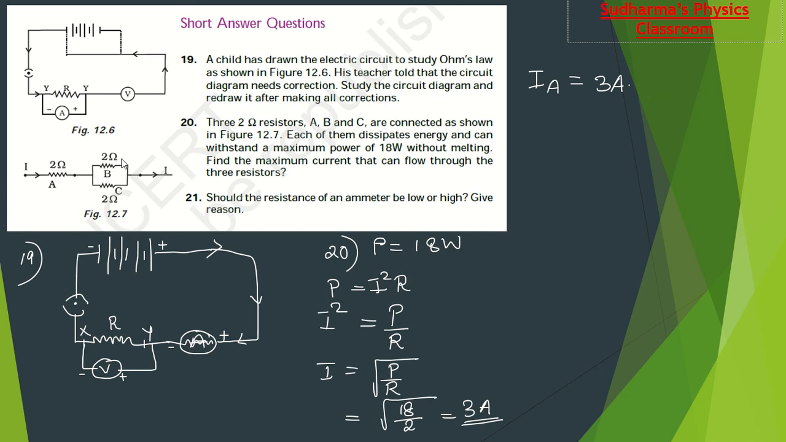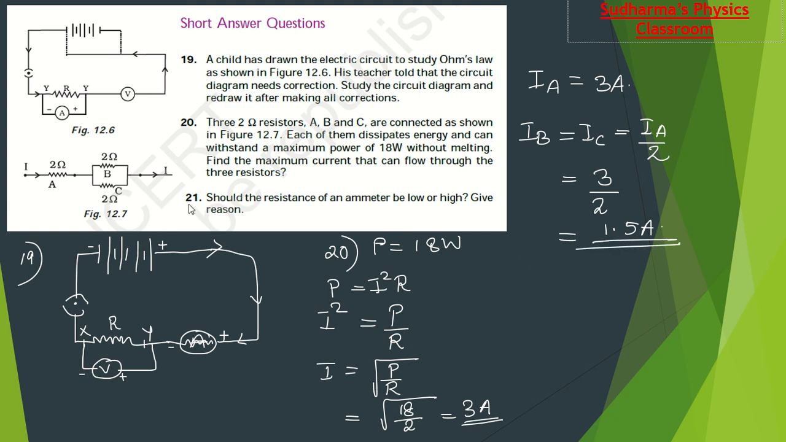Now when this 3 ampere goes to B and C, we have equal resistors, so the current will split equally. Current in B and current in C will be equal because they are equal resistors. If they are not equal, we will not get the same amount of current. So IB equals IC, which is equal to IA divided by 2. IA is 3 ampere, divided by 2, so the current through B and C is going to be 1.5 amperes. Hope you understood the solution.